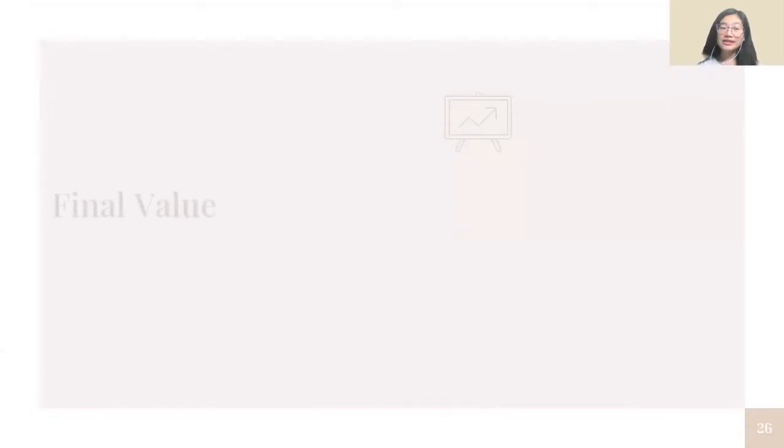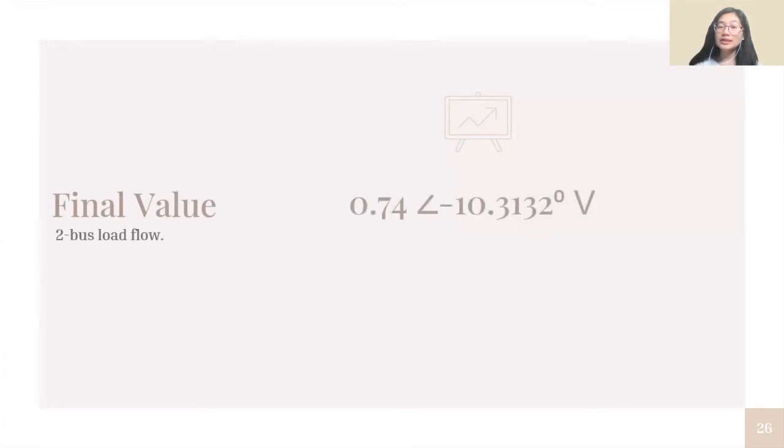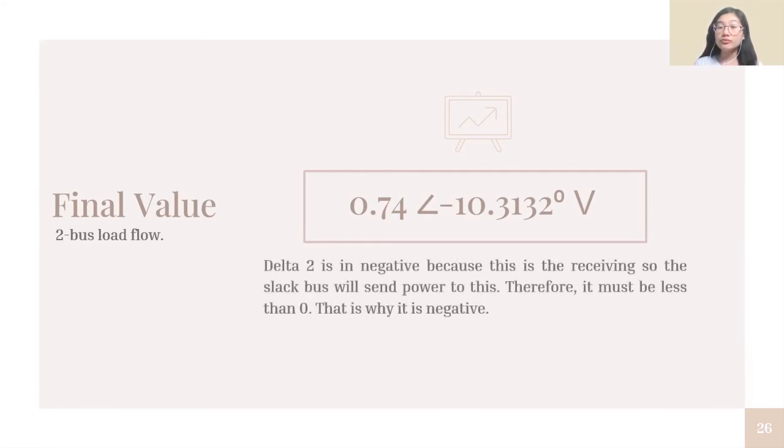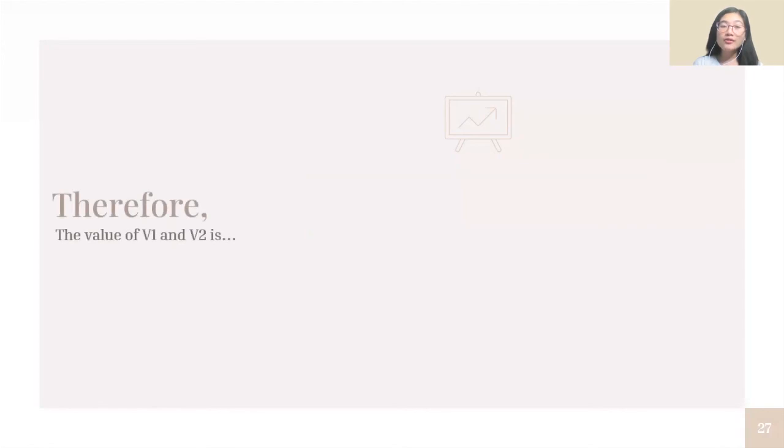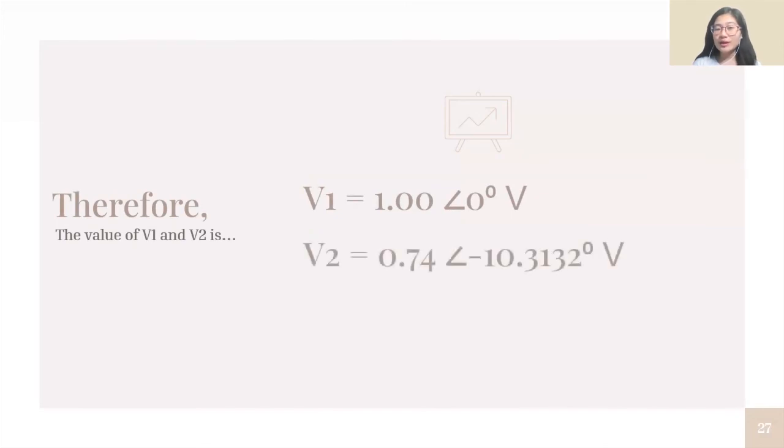Now, to construct our final answer, our final value for the two-bus load flow is that we have 0.74 at an angle of negative 10.3132 degrees voltage. Okay, so here mapapansin ninyo that our angle is negative. So delta 2 is negative because this is the receiving bus. So yung slack bus natin will send power to this. Therefore, it must be less than 0. So that is why it is negative. So therefore, our values of V1 and V2 will be 1 at an angle of 0 degrees voltage for V1 and our V2 is 0.74 at an angle of negative 10.3132 degrees voltage.